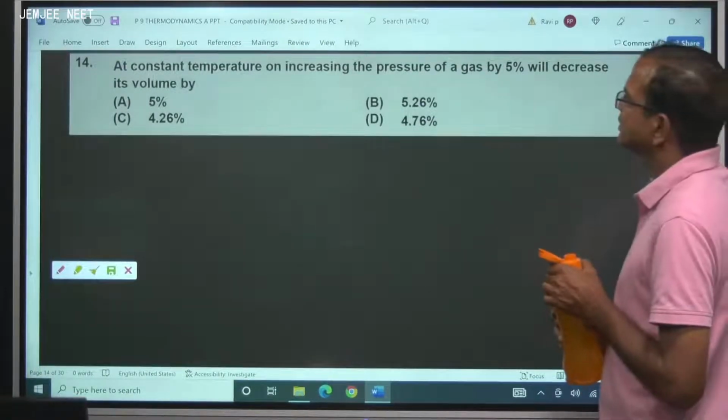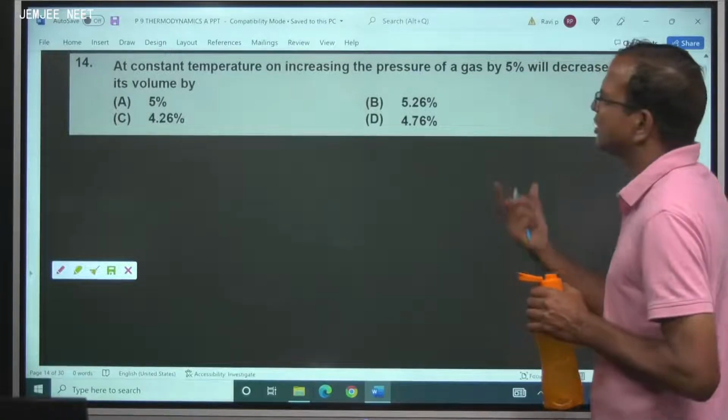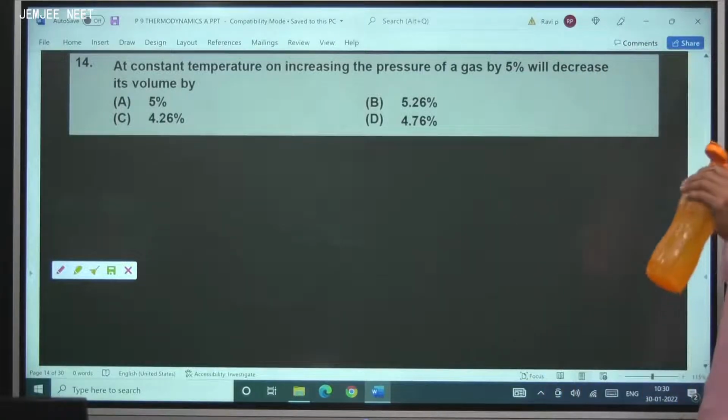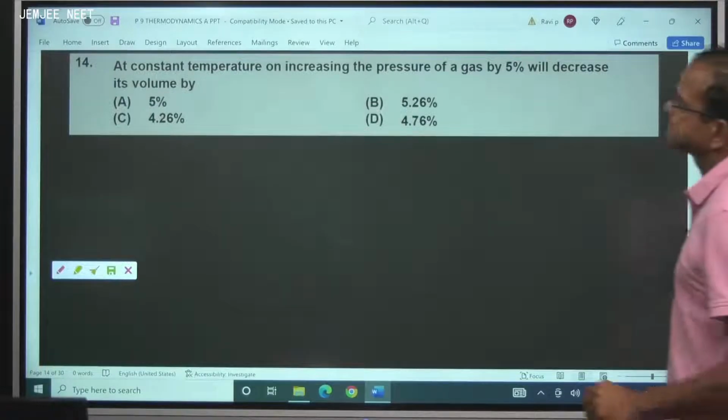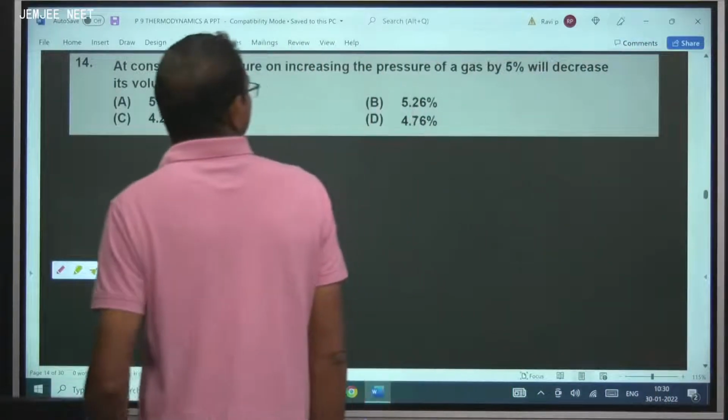At constant temperature, on increasing the pressure of the gas. This is a very ordinary question. Increasing.